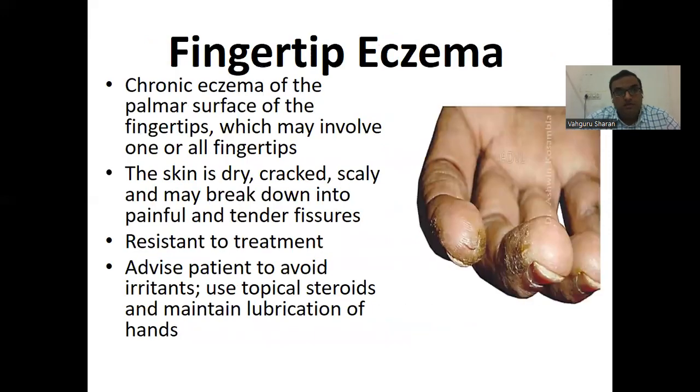What is fingertip eczema? It is the chronic eczema of the palmar surface of the fingertips, which may involve one or many of the fingertips, or all the fingertips can be involved. The skin is dry, cracked, scaly, and may break down into painful and tender fissures of the fingertip. It is very responsive to treatment.